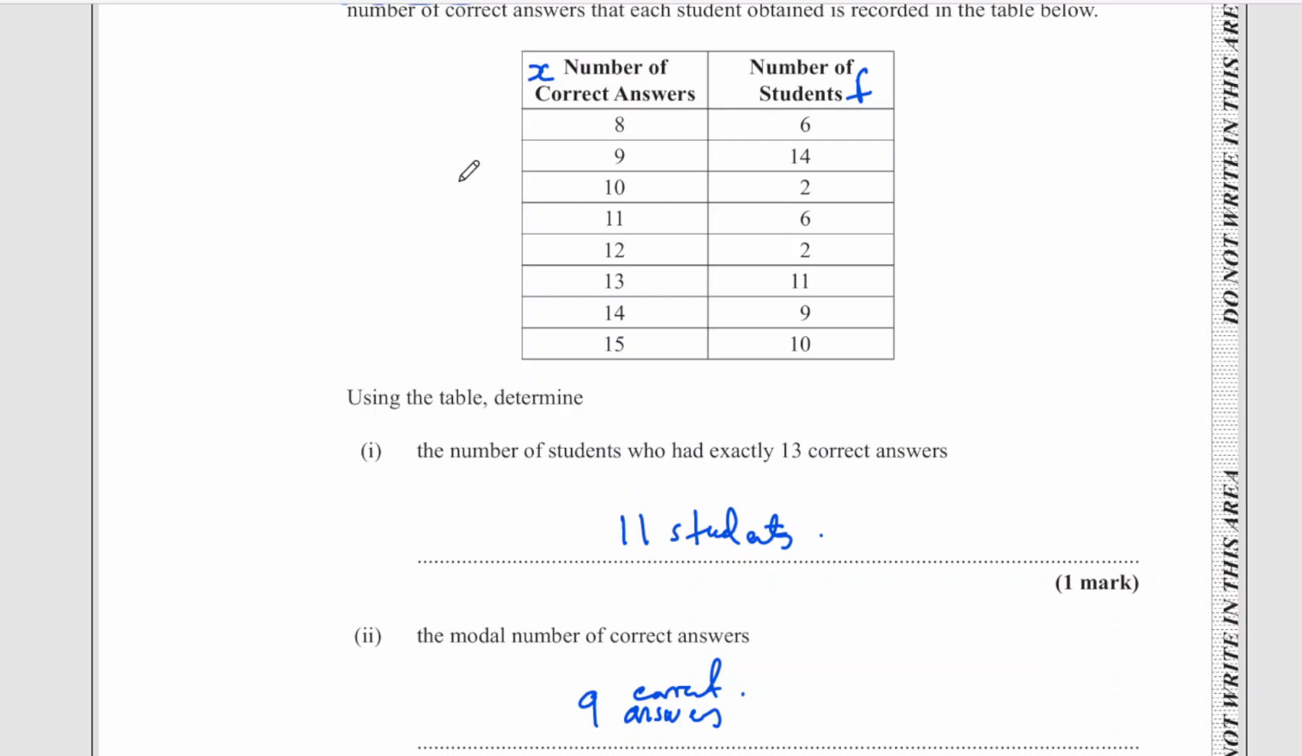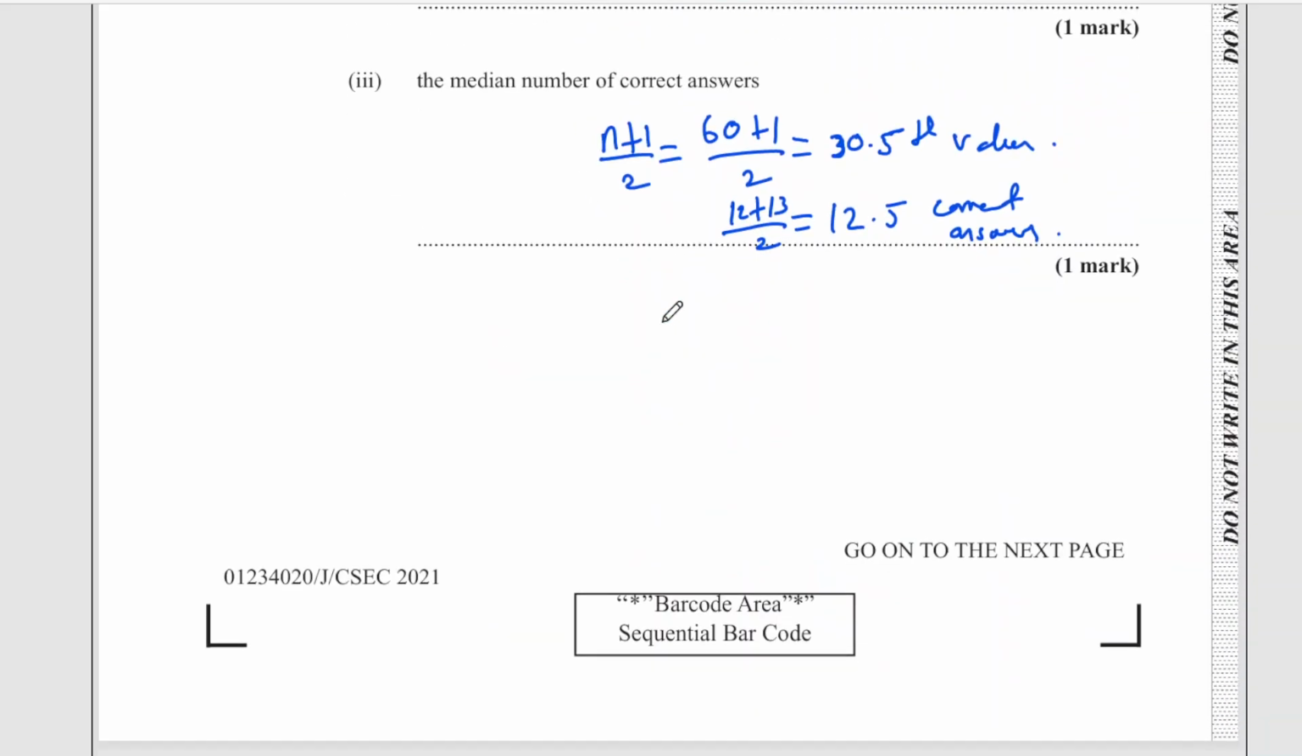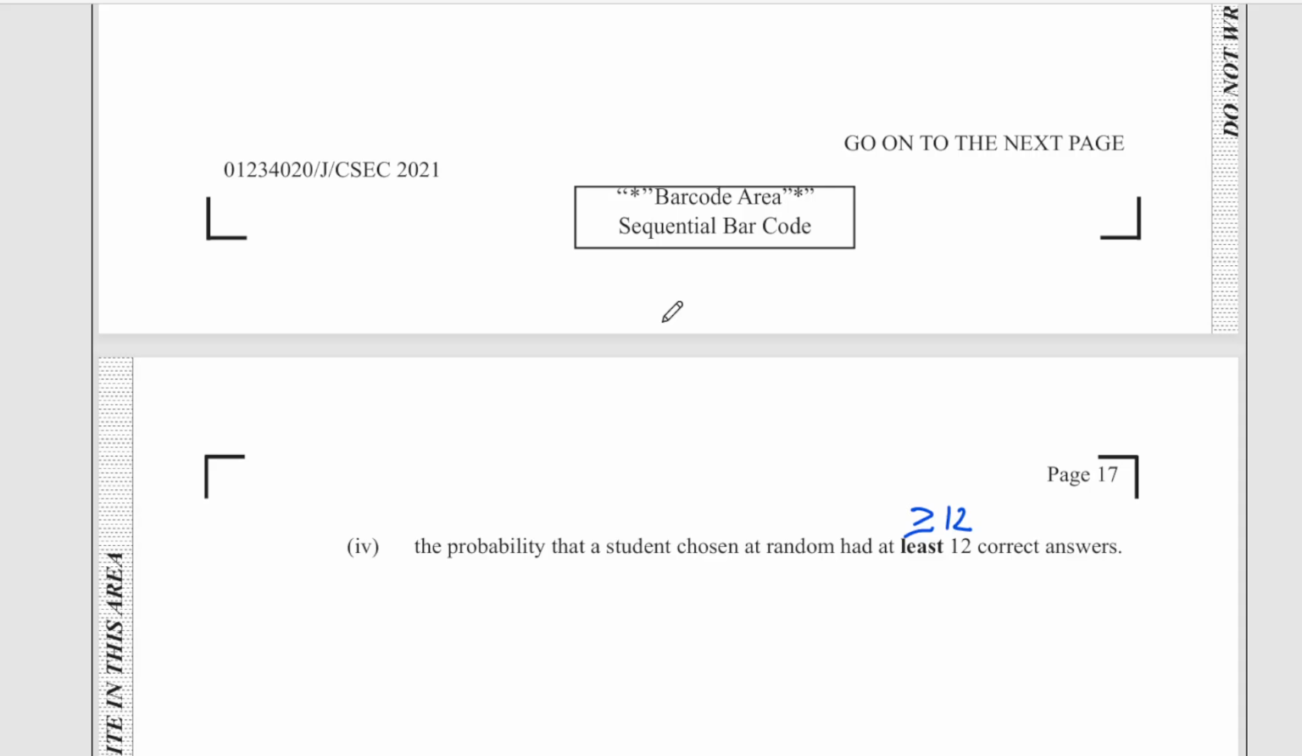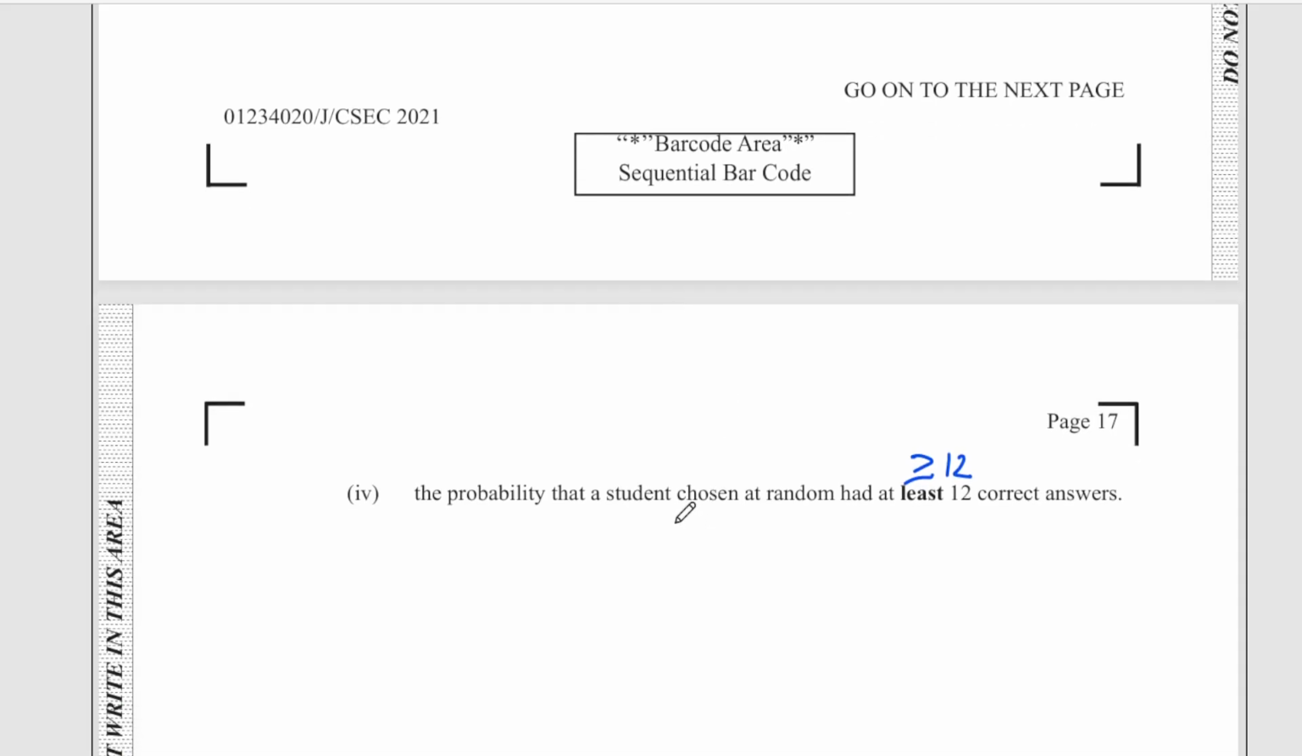So 12 or more, 12 correct answers is 12. So 12 or more would be these numbers here. So that is 20, that is 32. So 32 students got more than 12, and since they're asking for probability, it will be 32 over the total. The total is 60, right? And we could reduce that as 8 over 15.